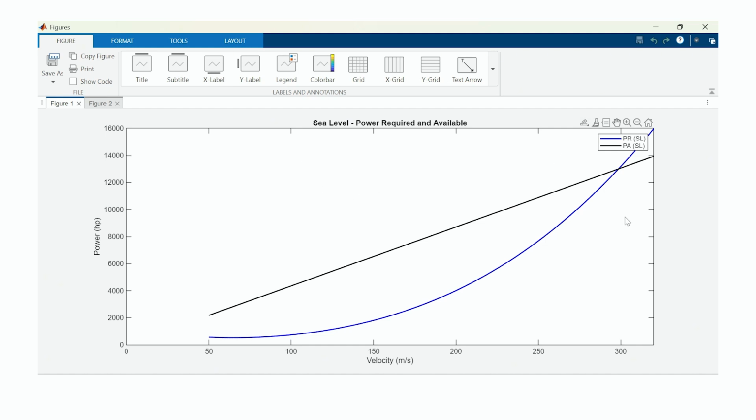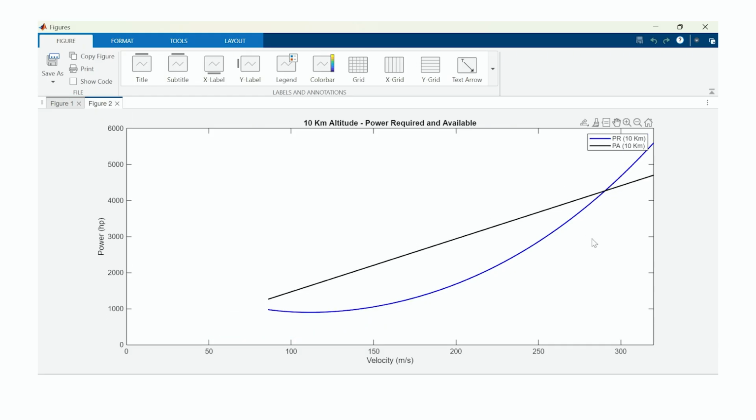So notice here, the maximum velocity at sea level that can be attained is approximately 298 meters per second. So when we compare with this at 10 kilometers, as we discussed, it should be lower, and indeed it is lower, that is the velocity is approximately 291 meters per second. That is the high intersection of the power available and power required curves at 10 kilometers.